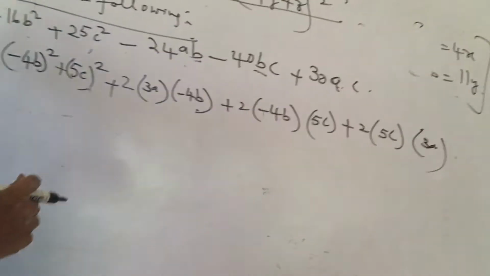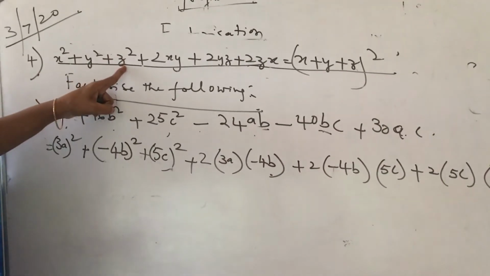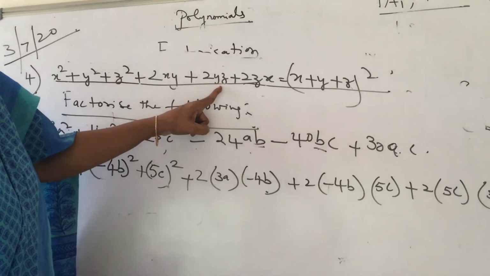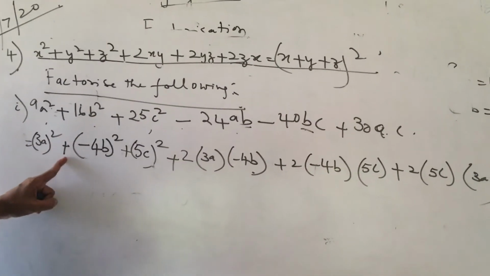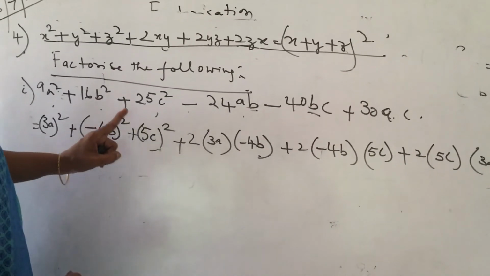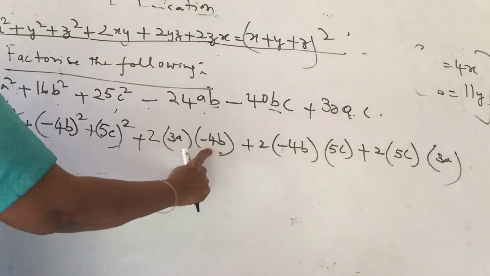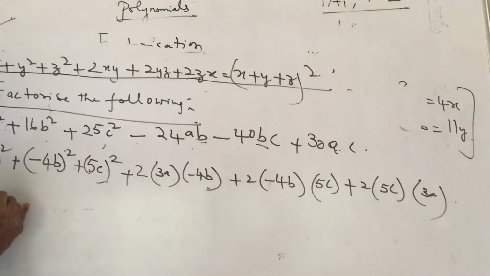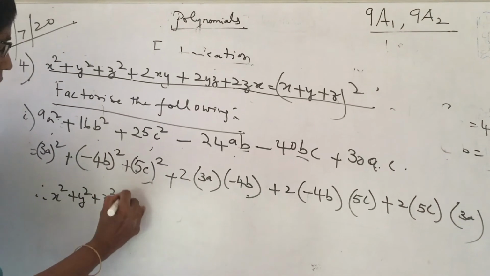You've got this form, children: x square plus y square plus z square plus 2xy plus 2yz plus 2zx. And (3a) the whole square plus (minus 4b) the whole square plus (5c) the whole square plus 2ab plus 2bc plus 2ca. Write your formula, children. Without the formula, please do not do the sums.